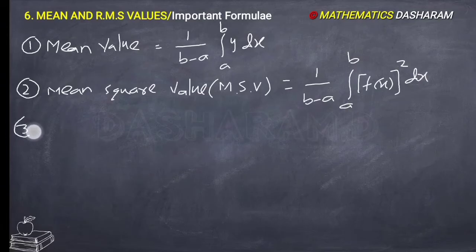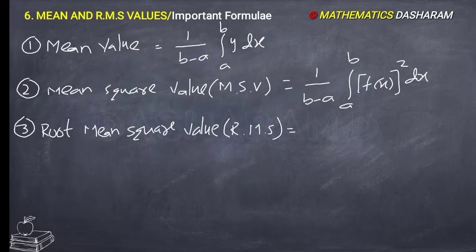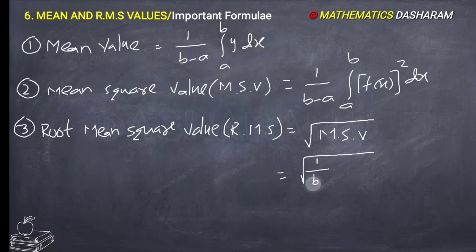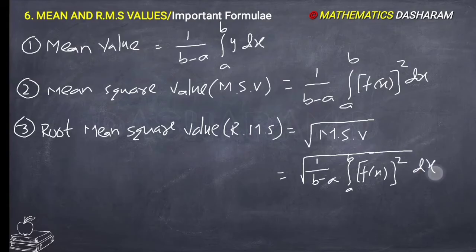Next, third formula, root mean square value, that is RMS value. So it is under root of MSV, that means mean square value. So it is equals to under root 1 by (b minus a) integration a to b f of x whole square dx. So these are the three important formulae in this chapter. Let's start the exercise problems.